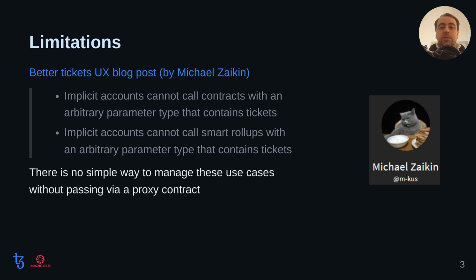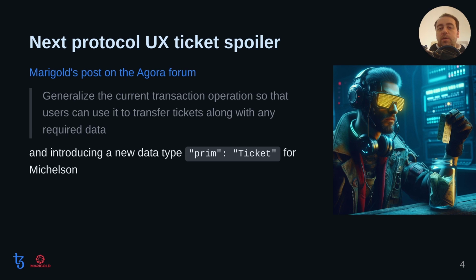So this limitation brings some problems for layer 2 development, and we have to pass through a proxy contract. I can redirect you to this blog post made by Michael Zaikin that explains in detail the situation. We will have a way to fix that in the next protocol release. A new ticket type will be introduced into Michelson, and we will be able to pass tickets inside of a complex structure as parameter.